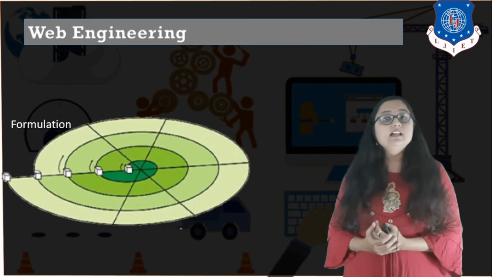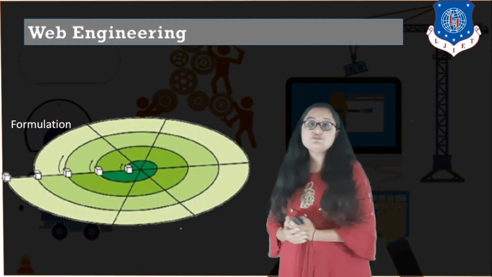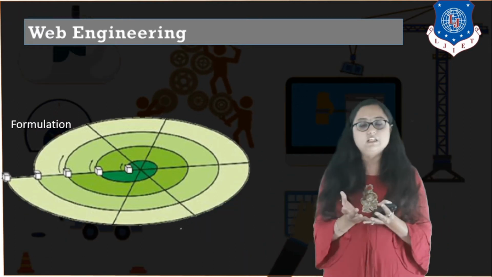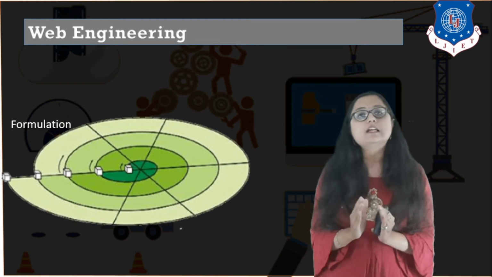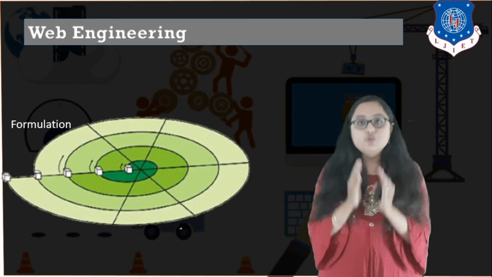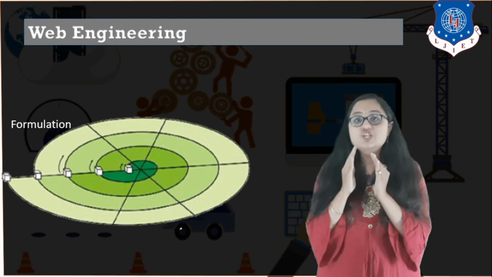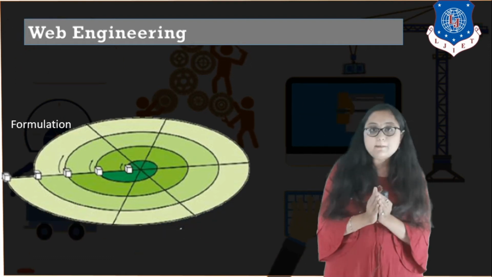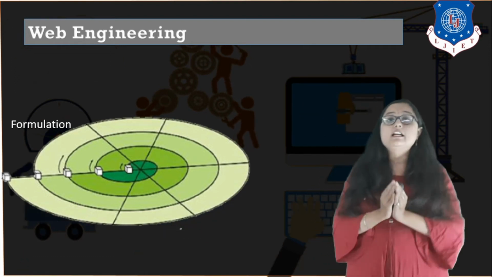The main thing that we will develop in the formulation phase is the scope of the web application, because we need to clearly understand what the boundary conditions are, what functionalities we will include in the web application, and what functionality we will exclude.